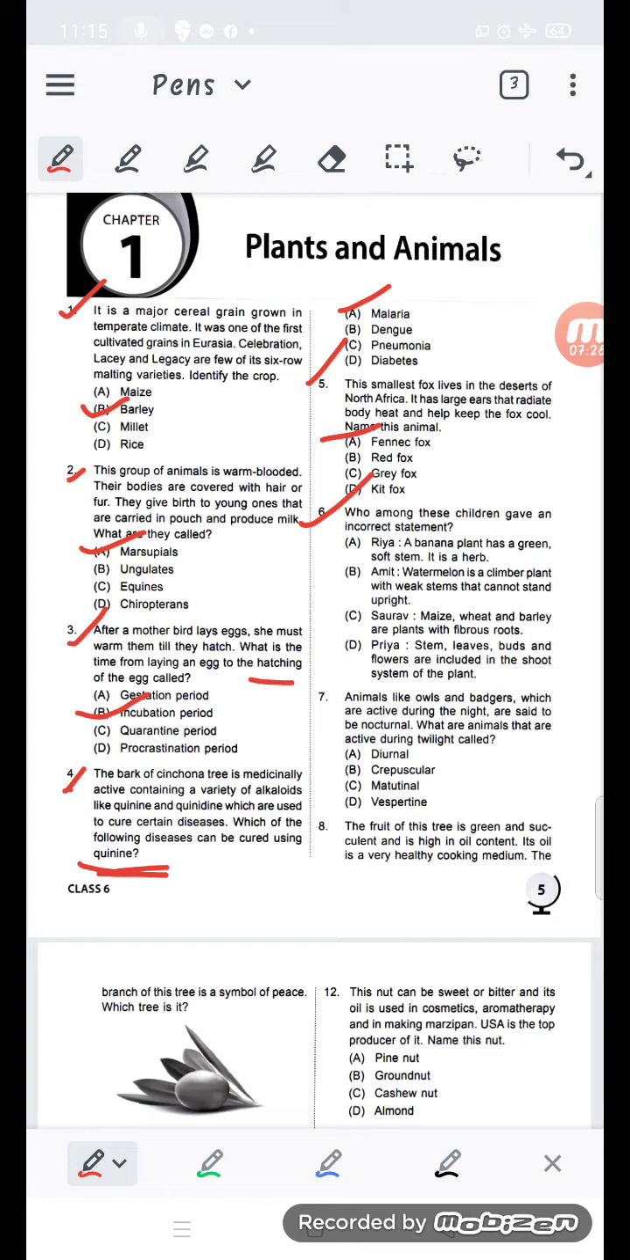Who among these children gave an incorrect statement? Okay, let us see. Option A, Rhea. A banana plant has a green soft stem. It is a herb. Number B, Amit. Watermelon is a climber. It is a climber plant with weak stems that cannot stand upright. C, Saurav. Maize, wheat and barley are plants with fibrous root. Number D, Priya. Stem, leaves, buds and flowers are included in the shoot system of the plant. So, basically it is a creeper plant. Number B, Amit is giving an incorrect statement.